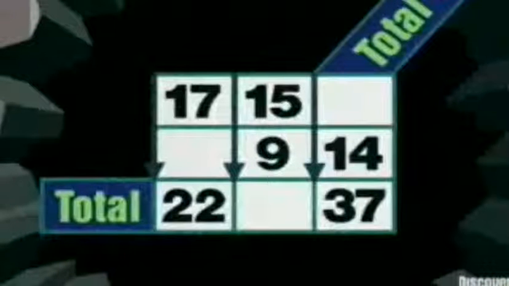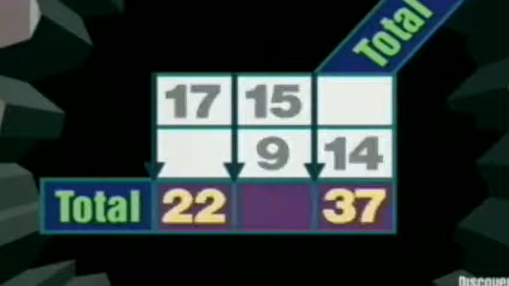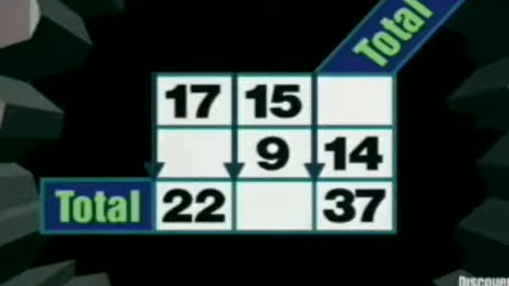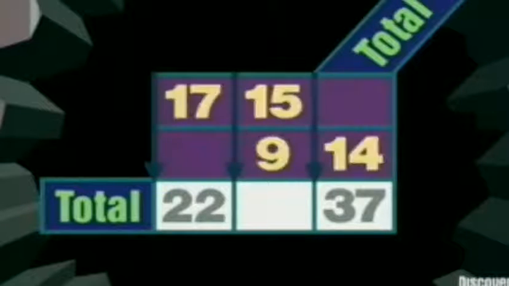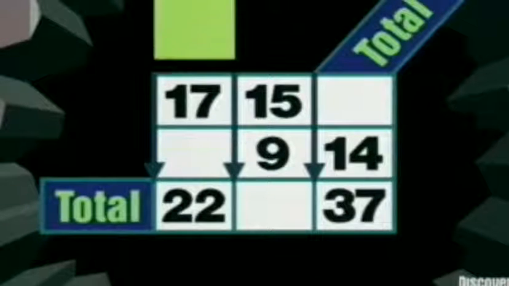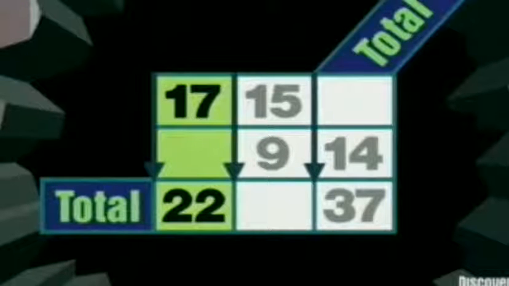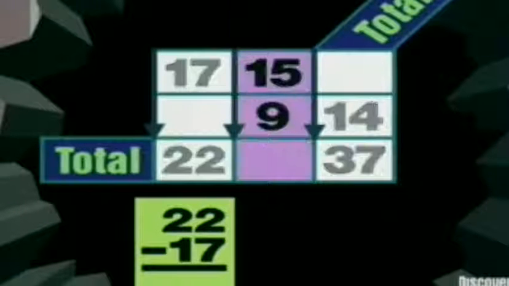The columns in this table work just like number families that have the arrow going down. The big number is at the bottom. That's the total. The small numbers are above the big number. In this column, is the big number or a small number missing? A small number is missing. Say the problem for finding the small number. 22 minus 17.